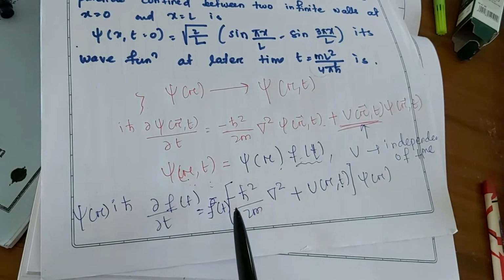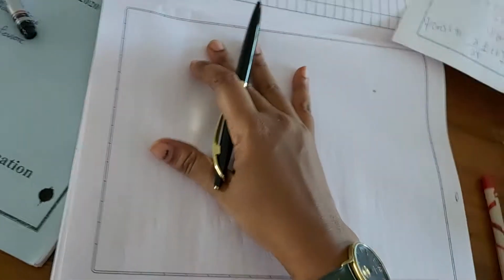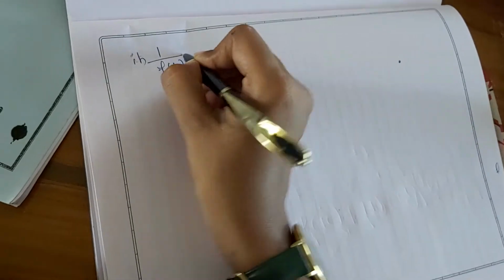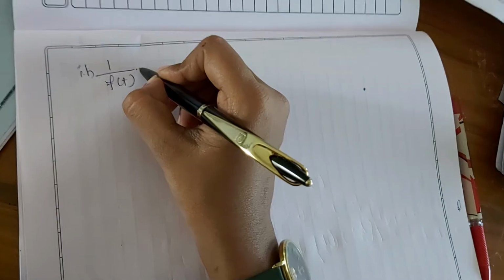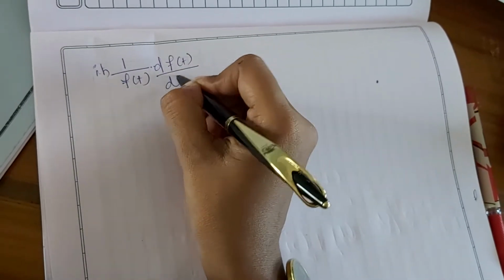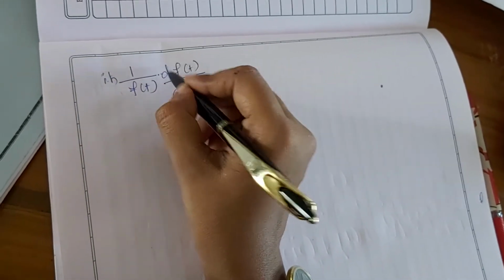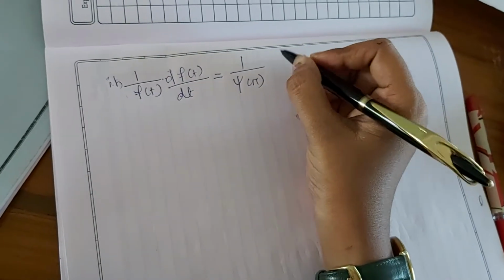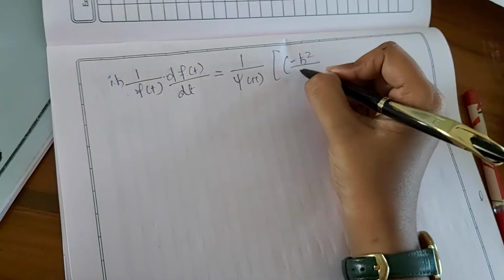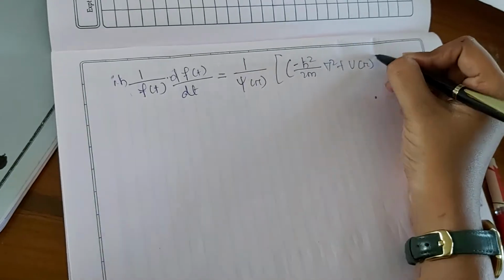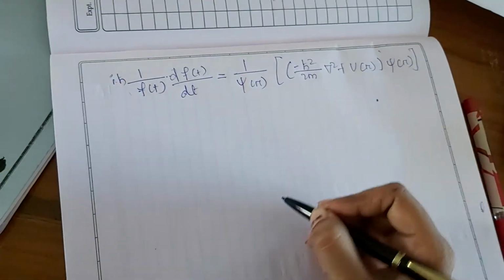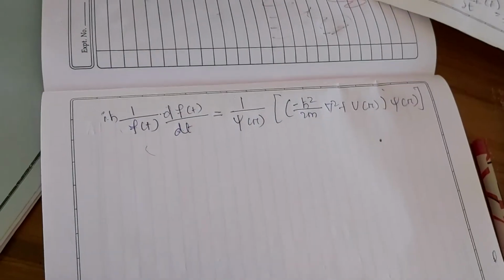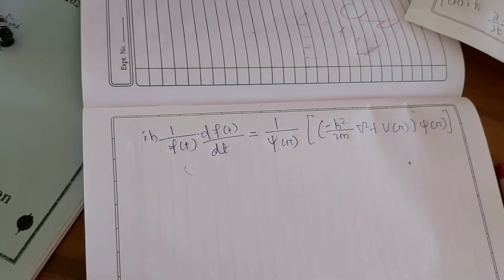If I take this one to the right side and this to the left side, the equation becomes I h cut 1 by f(t) d f(t) by dt, because it is a function of only time, we can change the partial differentiation to direct differentiation, taking the r part to the right hand side, which becomes minus h cut square by 2m del square plus u(r) psi(r). Now, if I divide by psi(r) and f(t), just a second.